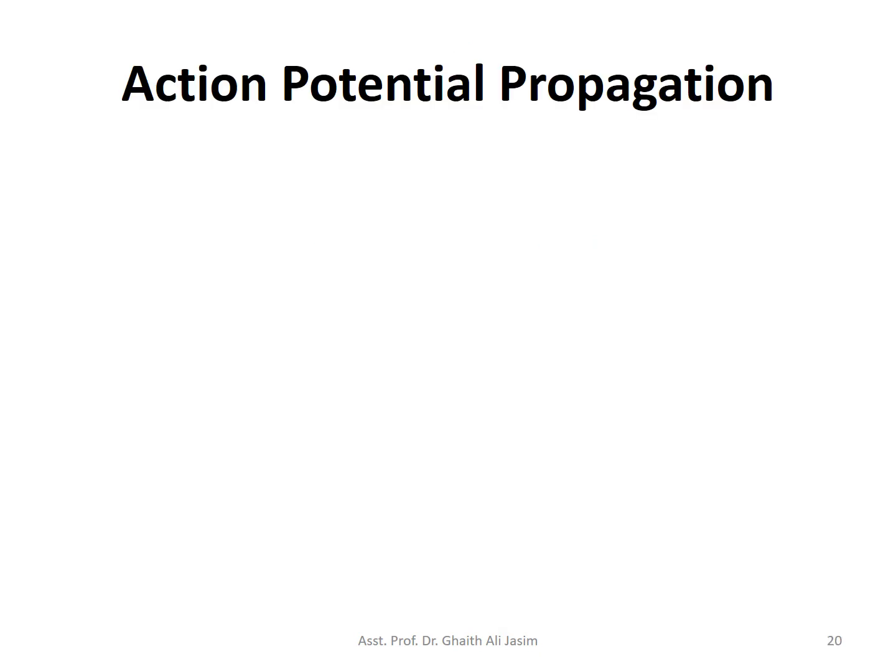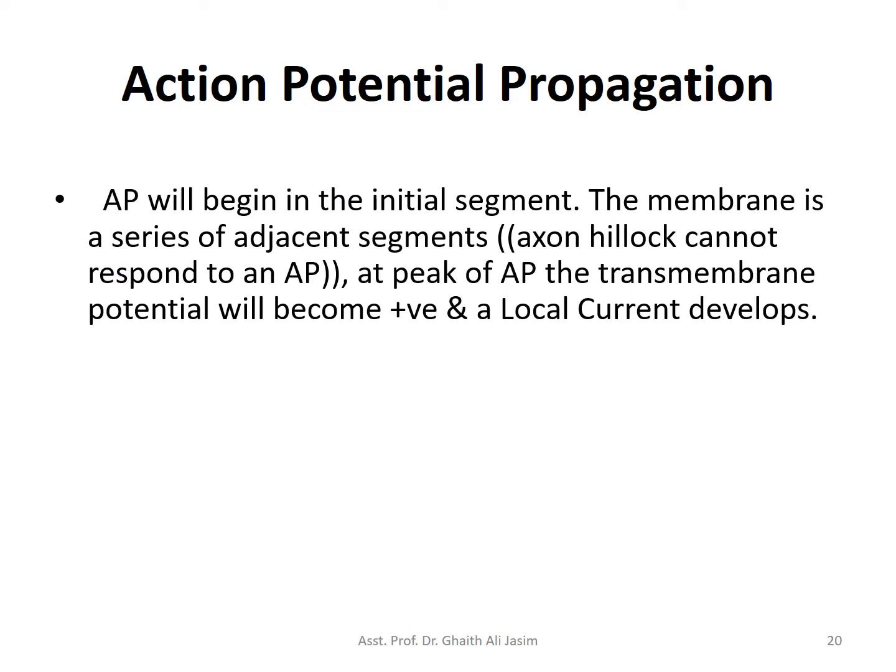How can the action potential be propagated along the length of the axon? Action potential will begin at the initial segment, which is the first segment of the axon following the cell body, the soma. The membrane is a series of adjacent segments. The axon hillock cannot respond to an action potential. The axon hillock is the part between the cell body and the initial segment of the axon.